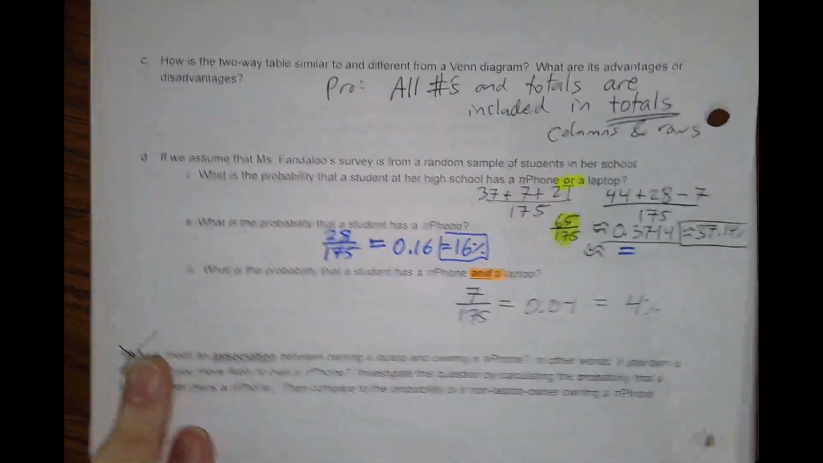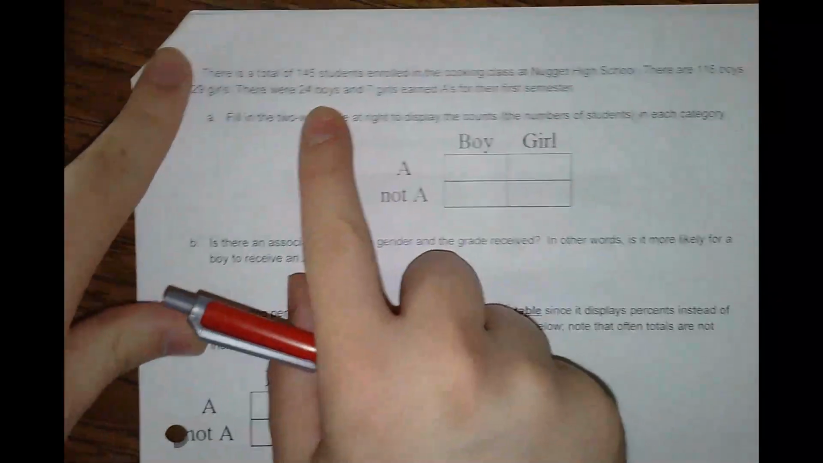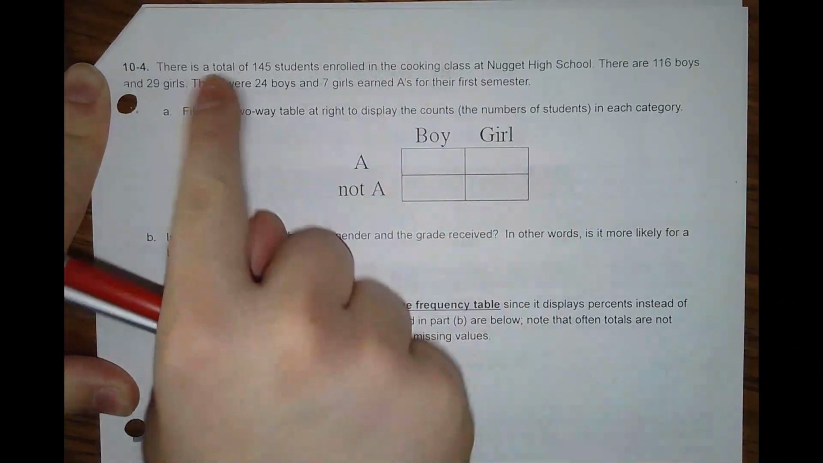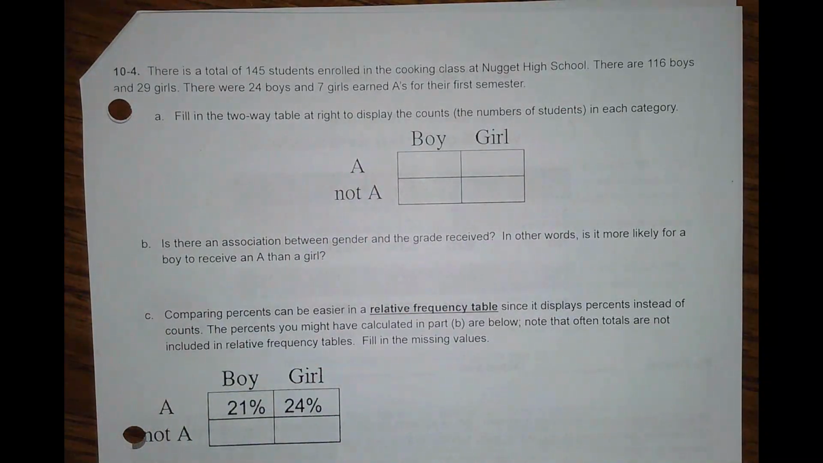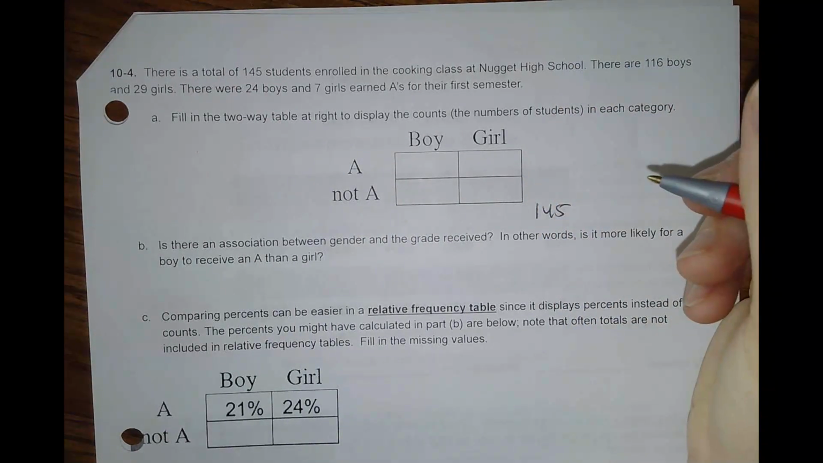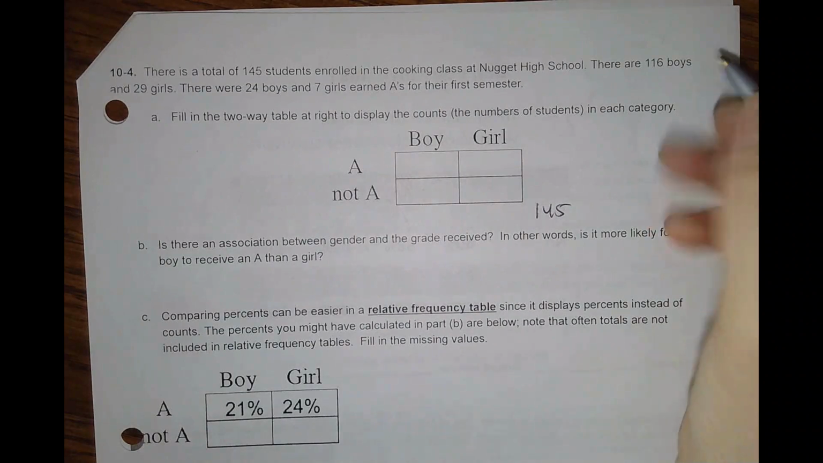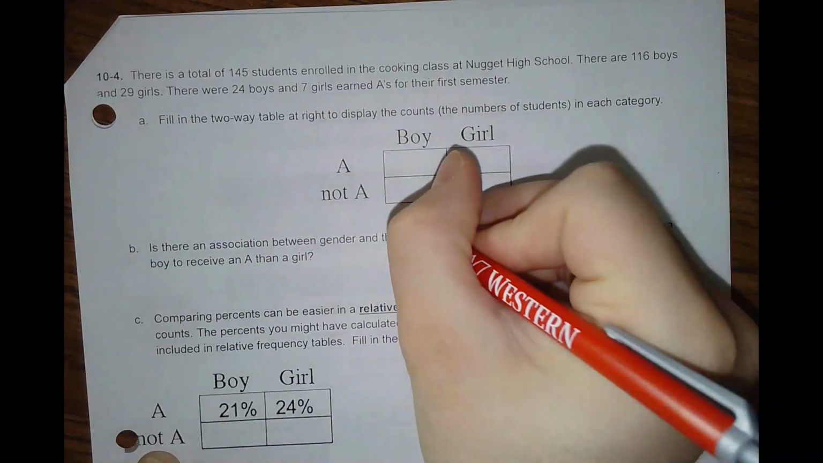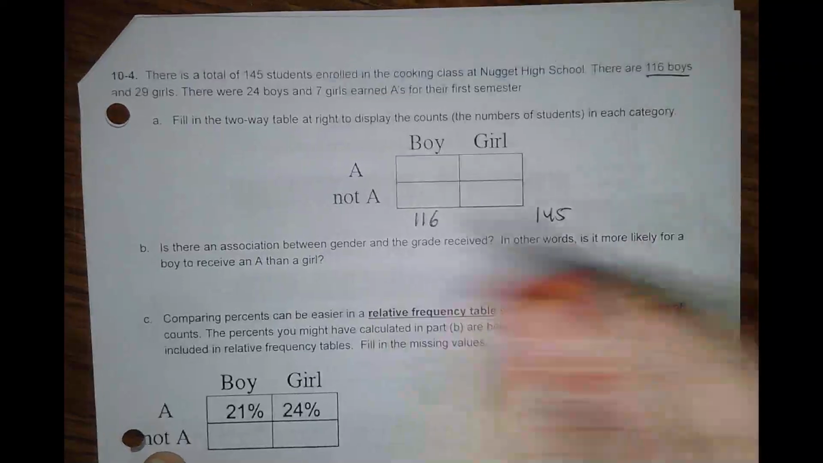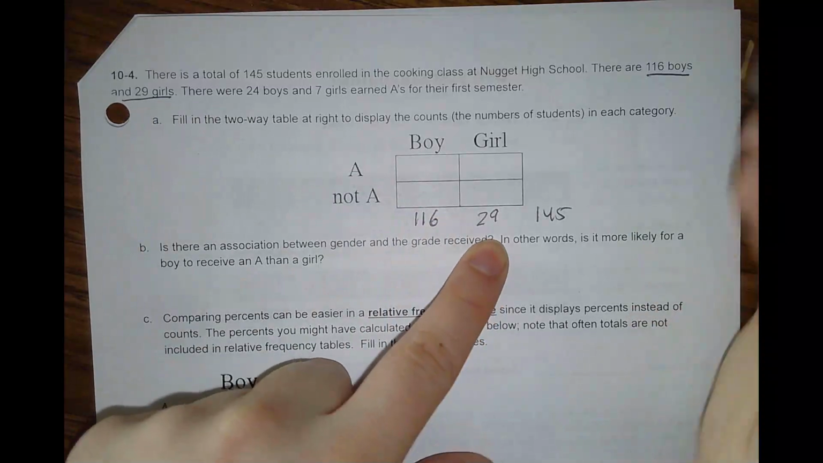Very good. Let's flip our paper. Okay, next up, we're going to look at a problem that's missing some numbers entirely, and we're basing it off of the words that are described here. So it says, there is a total of 145 students enrolled in Nugget High School. What an exciting name. I love it. There are 116 boys, so we're looking at a total of 116. And there are a total of 29 girls, so we're looking at 29 being the number there.